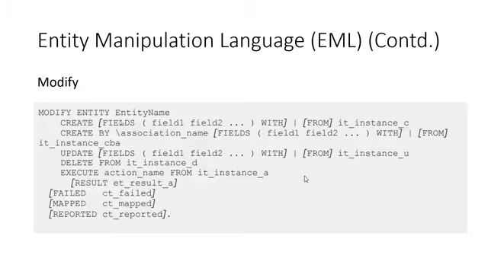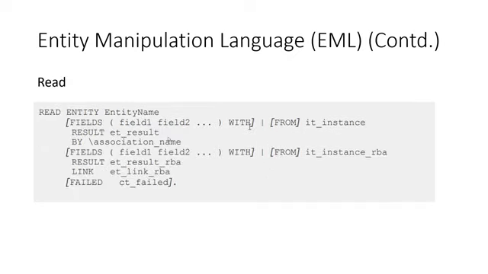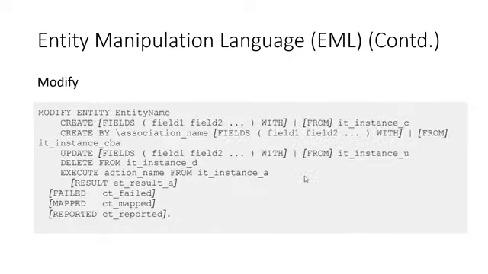The first statement is modify. And here this is the syntax, and then the read, and then the commit. So these are the three statements in the entity manipulation language, and this can be used directly inside of ABAP. Now this is the short form of modify. There is a longer form of modify as well. I'm not going to go into the details, but the main thing to remember is that modify covers create, update, and delete. This statement covers create, update, and delete.